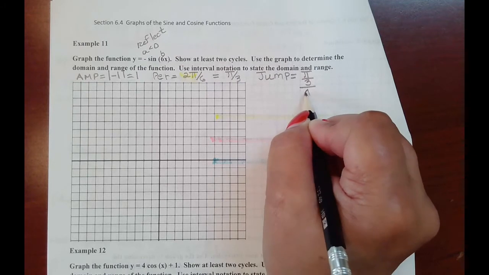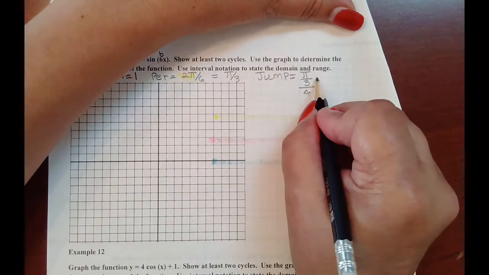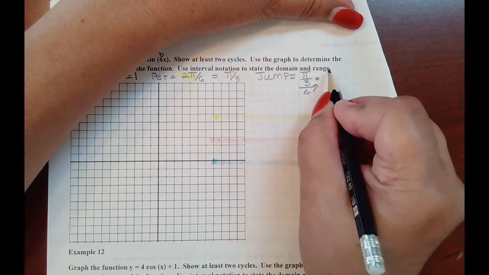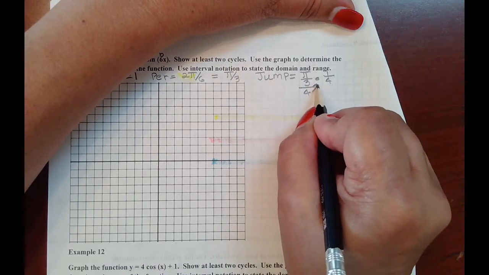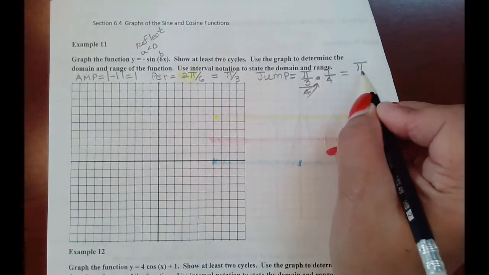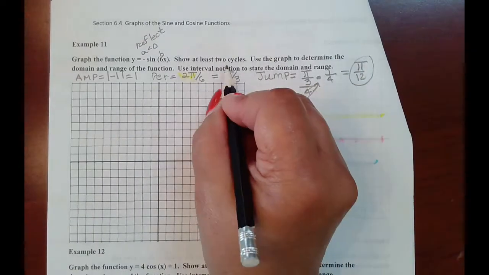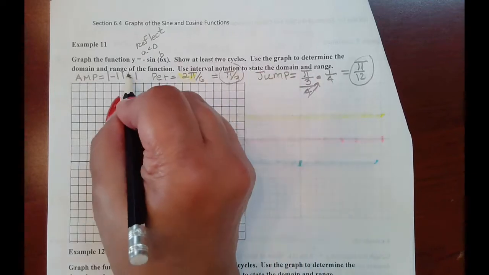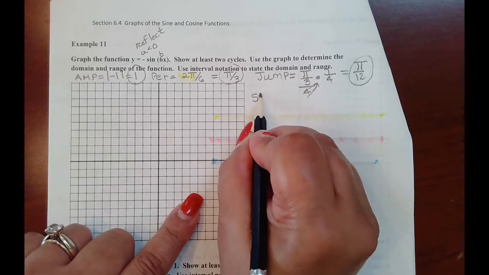divided by 4. So when you divide by 4, that's the same thing as multiplying by 1/4. Just flip that number to the top and write it as a reciprocal. So that is pi over 12. Okay, that's your jump. This is your period. This is your amp. Next is the start point.